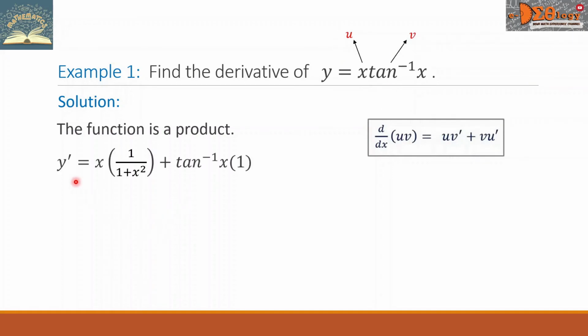So for the derivative, we copy the x times derivative of tan inverse x, and that is 1 over 1 plus x squared. Then plus, we copy the tan inverse x times derivative of x, which is 1. Then we simplify. X times this fraction will be x over 1 plus x squared plus tan inverse x.